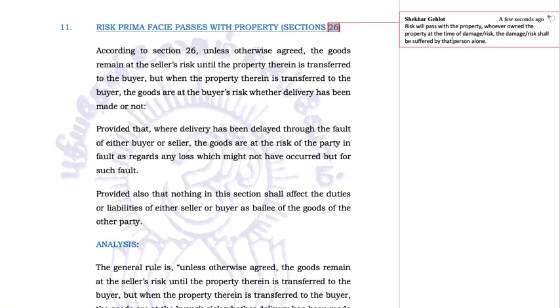Just for a simple example illustration, I'll again tell you that A buys four chairs from B. The chairs are kept in B's godown, and A has stated to B that you can take them whenever you want to, and A says, okay, I'll take them as per my choice. Now there is a fire in the godown, so those four chairs have burnt out, the risk will pass to A, that is the buyer.